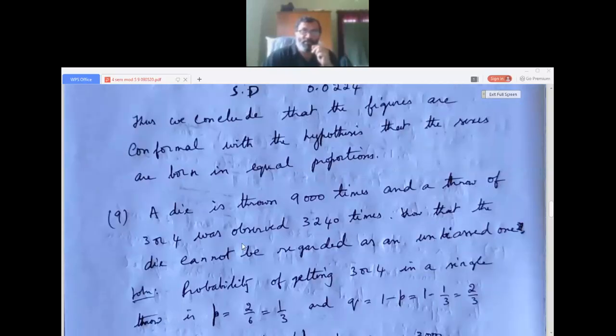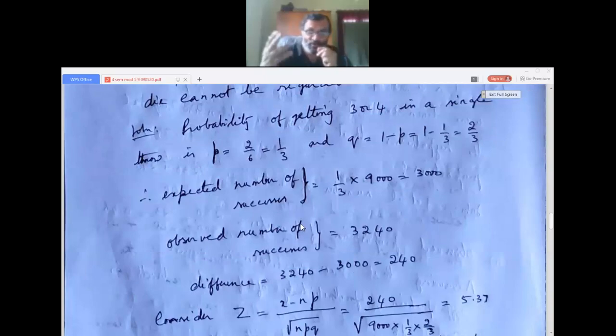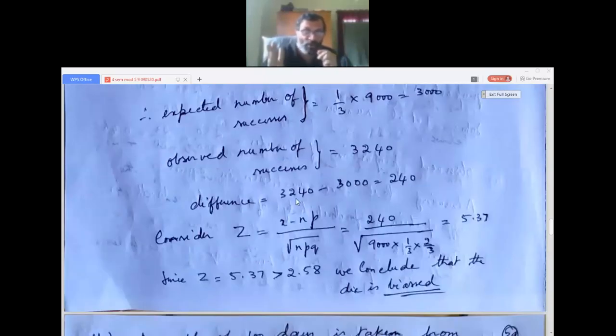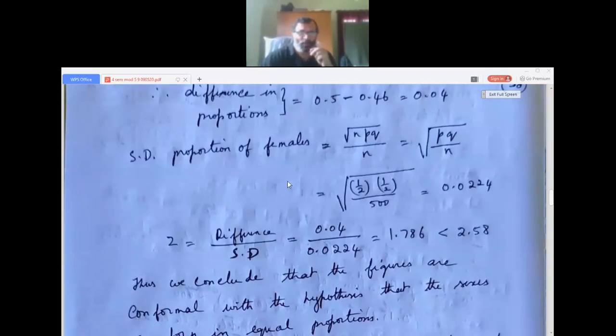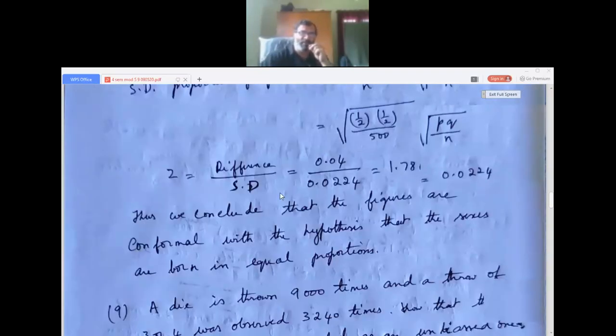But the observed number of successes, given in the question, is 3,240. So the difference, same concept. By now I have solved many problems, so you got the idea. It is 3,240 minus 3,000, that is 240. Now consider the formula: Z equals difference by standard deviation, where the standard deviation is the square root of NPQ. So Z is equal to x minus NP by square root of NPQ.